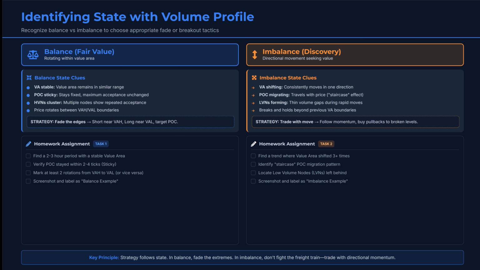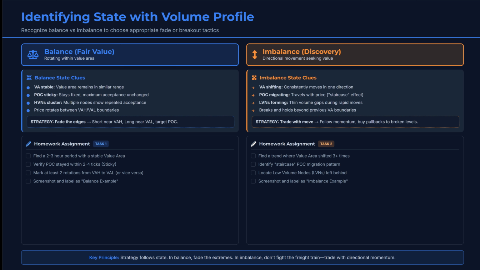Today, we'll focus on your homework assignment, crucial for honing your pattern recognition skills in trading. You have two tasks, one for balance and one for imbalance. Task number 1. Find a balance example. Go through your charts from the past week to find a clear 2 to 3 hour period where the market was in balance. Here's your checklist.